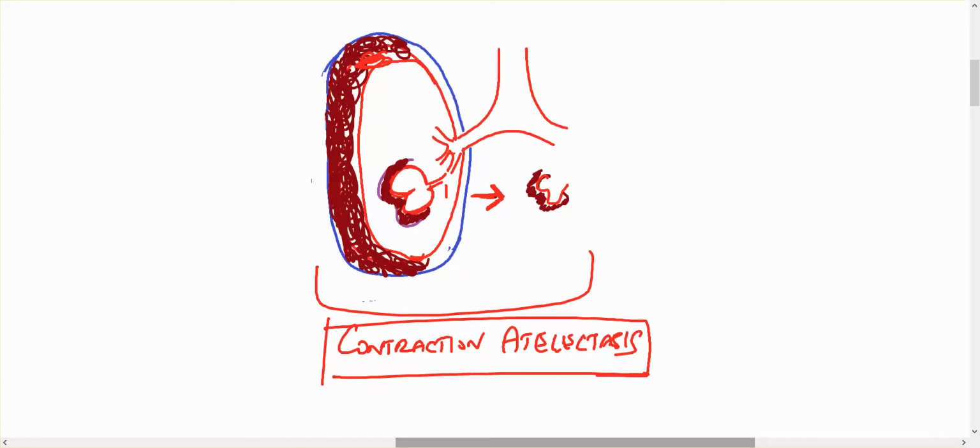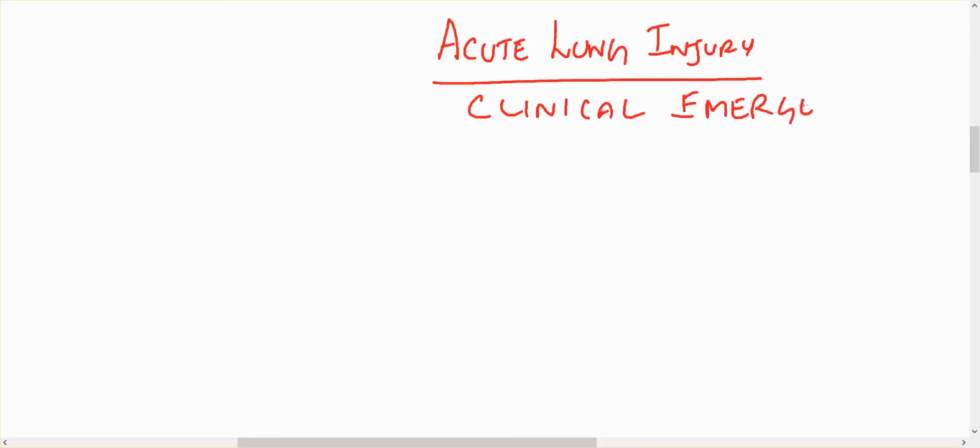Okay, so let us discuss another condition which is called acute lung injury. This is a clinical emergency. Please try to understand, it's very important. It comes under clinical emergency. If you are going to play around with this patient, the patient will die. So you have to act immediately.